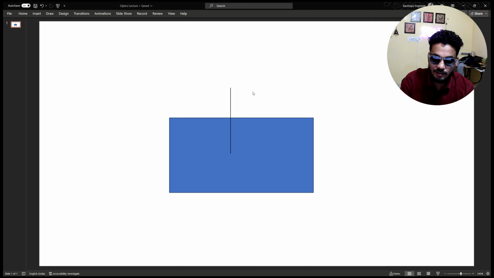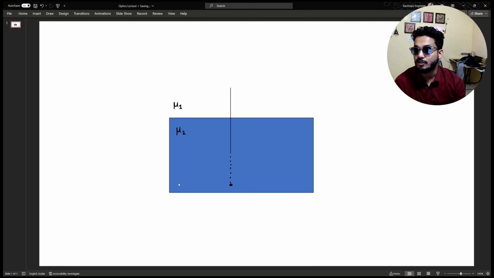So let's say there is an object which is kept at the bottom of this particular glass slab, or whatever this medium is, maybe this is water, so I'll write mu2 here and let's write mu1 here. Please understand, mu1 and mu2, I'm not specifying water, glass, anything here because I just want a general case to begin with. Let's say I have something at a depth of d, like this distance right here.